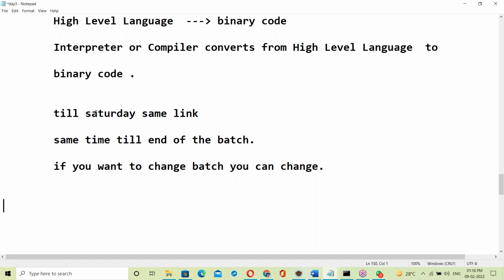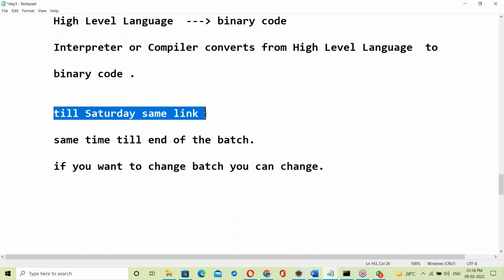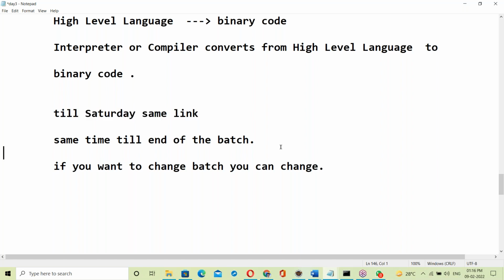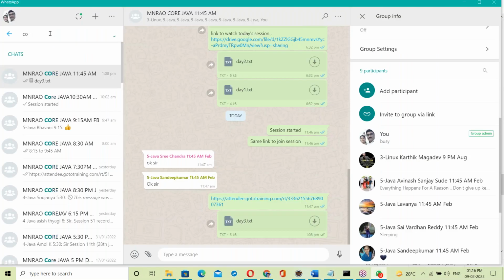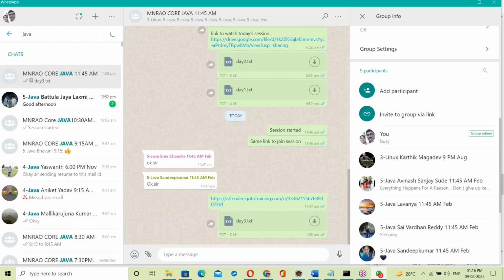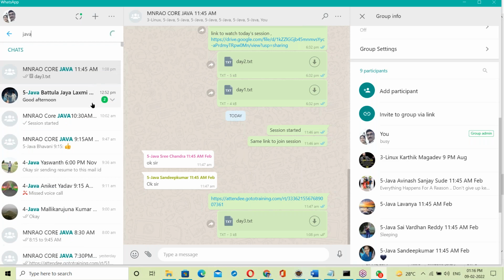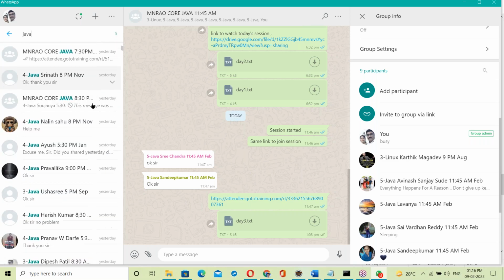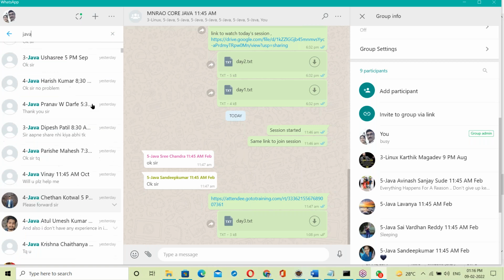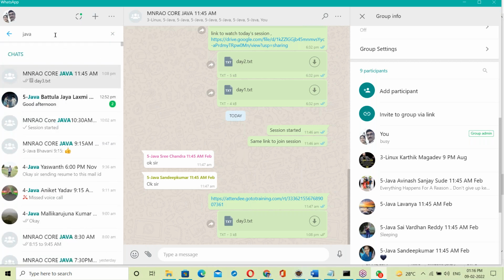Any doubts? If any link changes are there, I will inform everything in the WhatsApp group, so just follow your group communication, or you can talk individually also. Yes, many students are talking to me individually here.